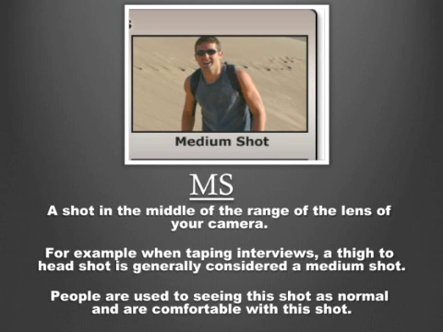The medium shot, abbreviated MS, is a shot in the middle range of the lens of your camera. For example, when taping interviews, a thigh-to-head shot is generally considered a medium shot. People are used to seeing this shot as normal, and they're comfortable with the shot.